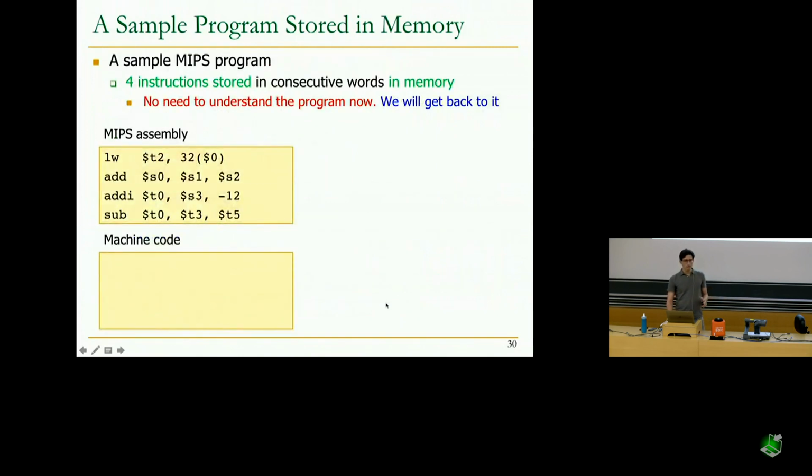Let's take a look at the very first program and how it is stored in memory. This is the MIPS assembly. MIPS assembly is the human readable representation of the instructions. We are going to talk about that very soon. But that's not exactly what the computer understands. What does the computer understand? Ones and zeros, right? So that's why we need this machine code, which is a translation of this assembly into ones and zeros. Here, these ones and zeros are presented as hexadecimal digits.